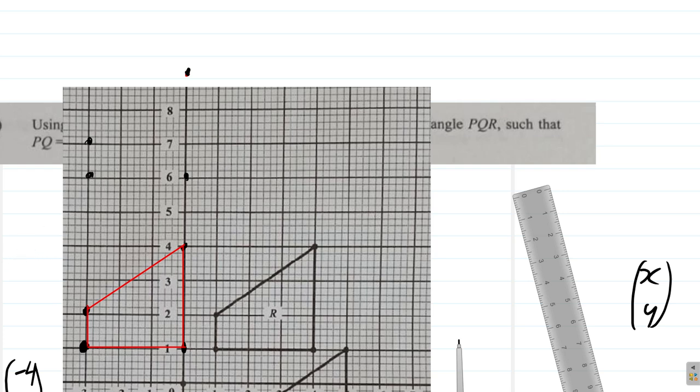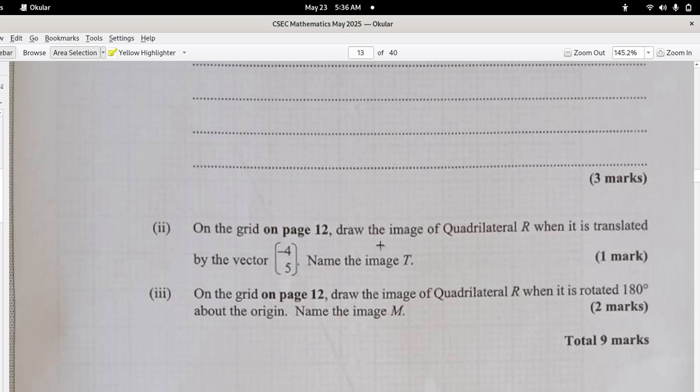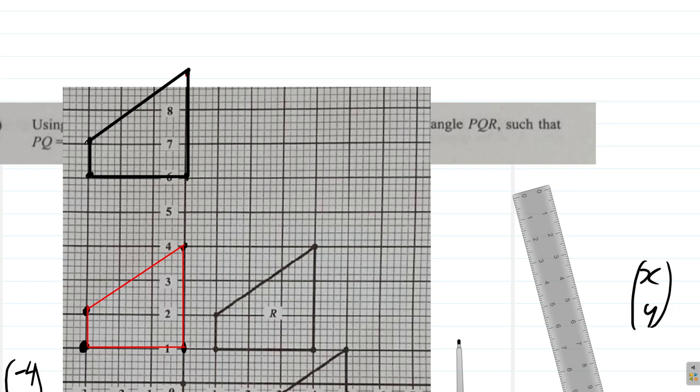So, what would happen here is that the new quadrilateral would be this. So what do they say? Name it T. Alright. So you call this T.